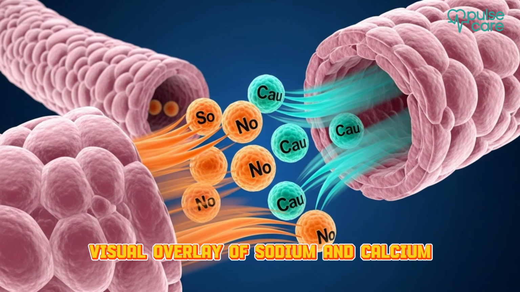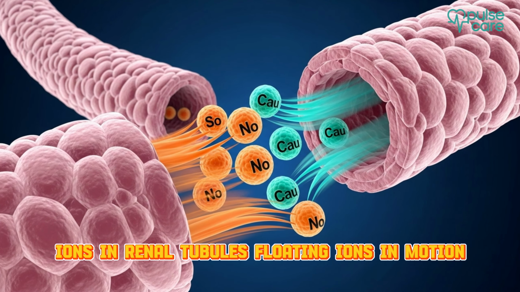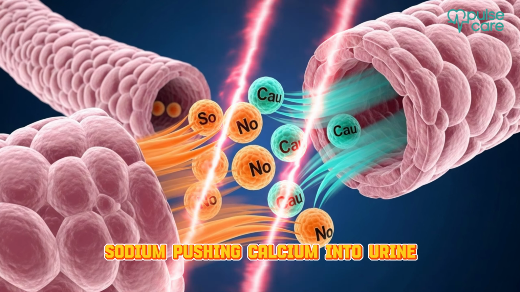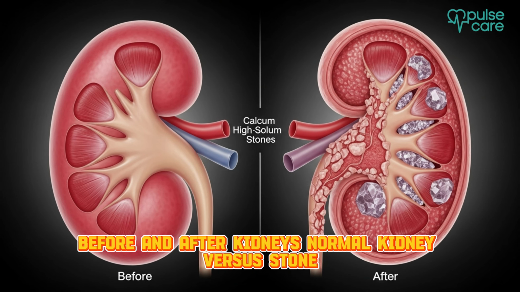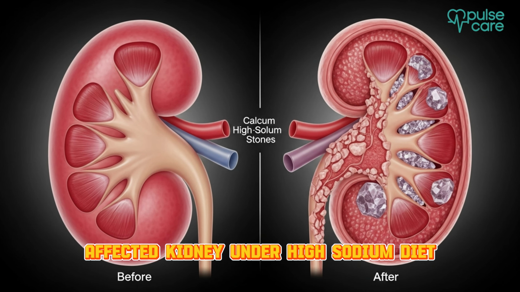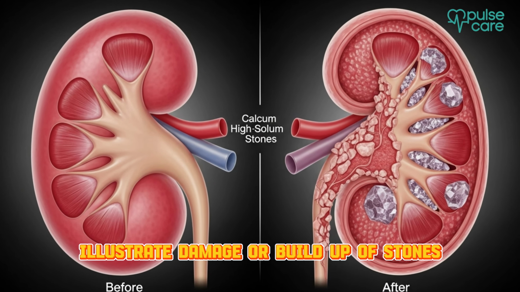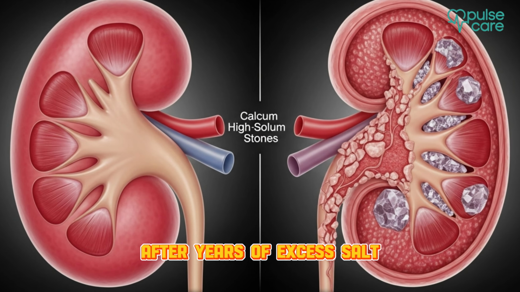Visual overlay of sodium and calcium. Ions in renal tubules, floating ions in motion. Sodium pushing calcium into urine. Before and after kidneys: normal kidney versus stone-affected kidney under high sodium diet. Illustrate damage or buildup of stones after years of excess salt.